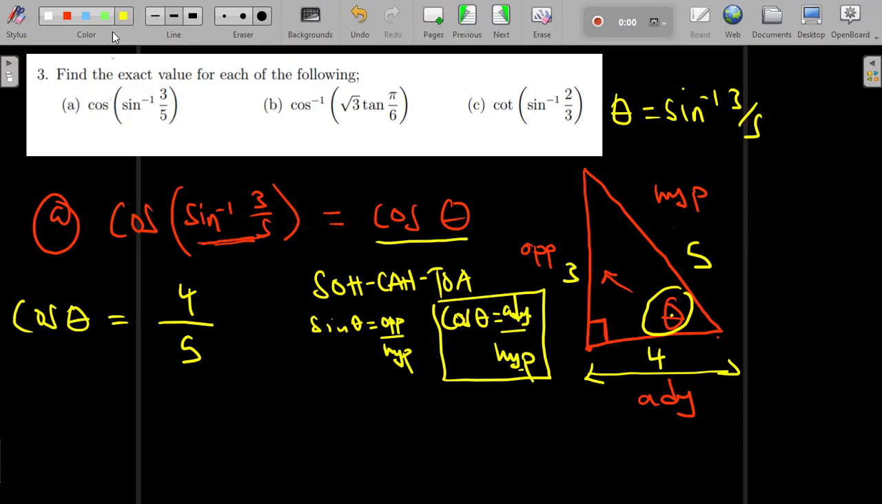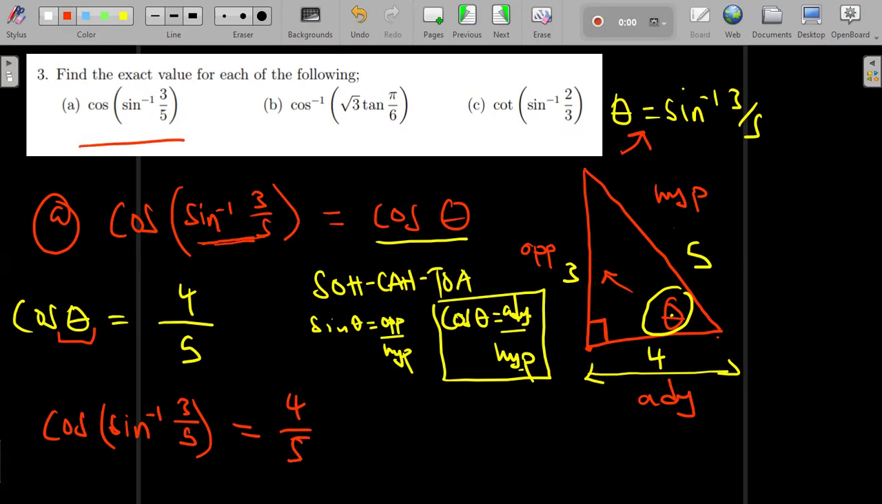So we're going to replace this theta back with this guy here. So we're going to say cos of sine inverse of 3 divided by 5, like that. So this here is going to equal 4/5. So we found the value of this without even using the calculator. So any questions there before we move on? Any questions?